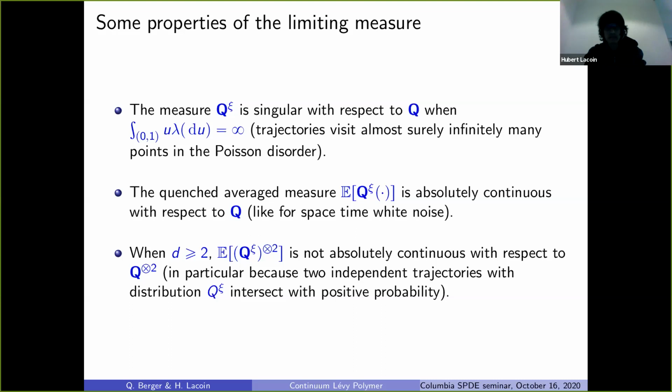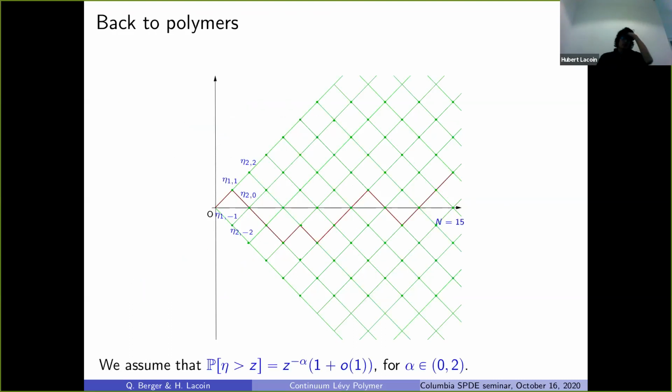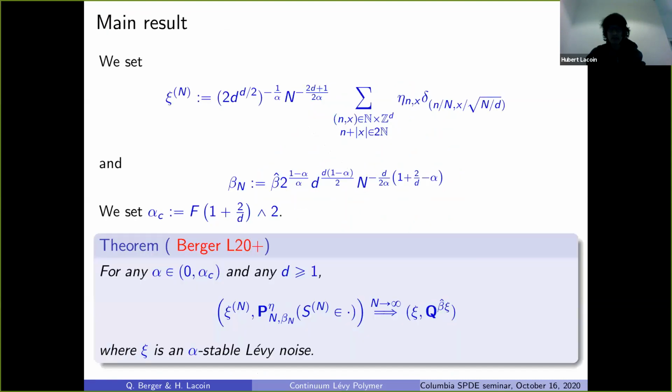Now let me go back to the discrete model. Remember that we have a model with a random walk, and you modify the probability of the random walk by multiplying the original probability by a product of 1 plus beta eta, where the etas are IID random variables with heavy tails, in the domain of attraction of an alpha stable law. And we want to have a scaling limit result for this model.